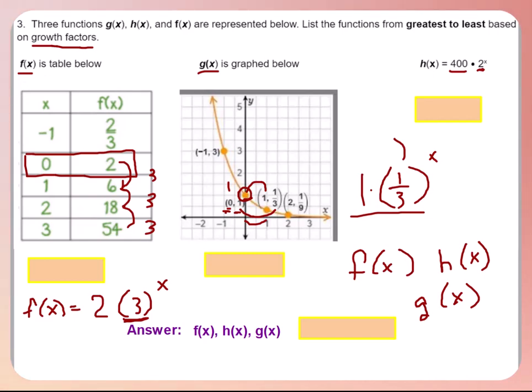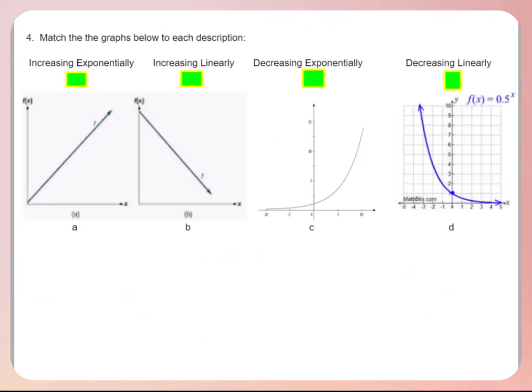All right, let's move on to question number 4. We want to match the graphs to each description. Is our graph increasing exponentially, increasing linearly, decreasing exponentially, or decreasing linearly? We know that increase is rising and decreasing is falling. So graph A is rising, and this is a linear function. So let's find the increase linearly. That's going to match with A.